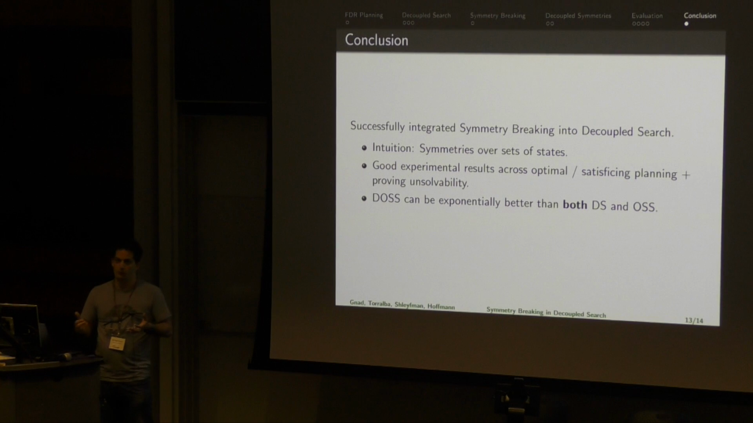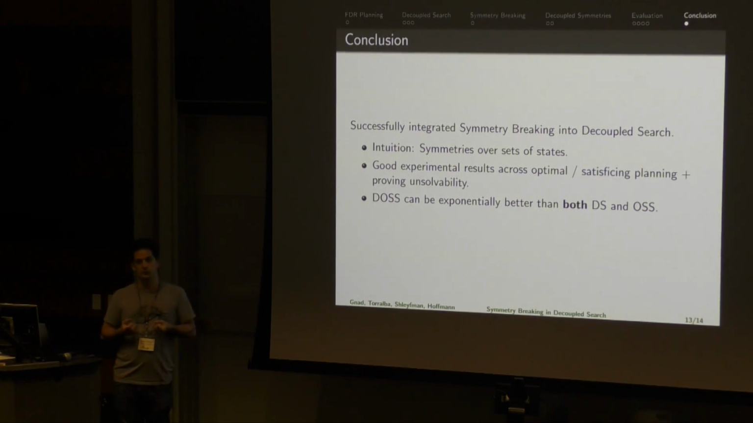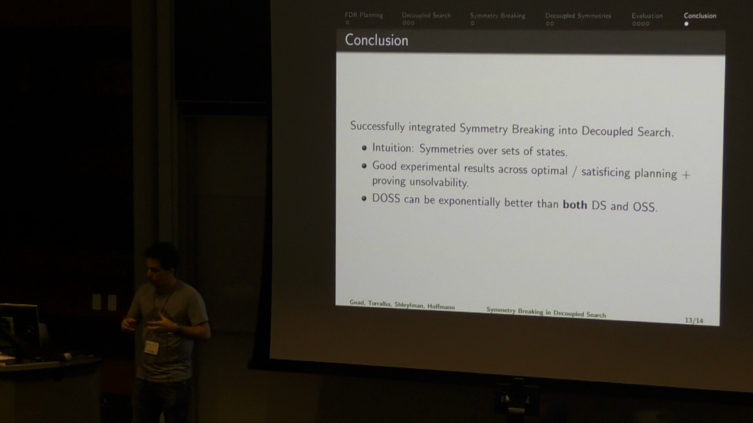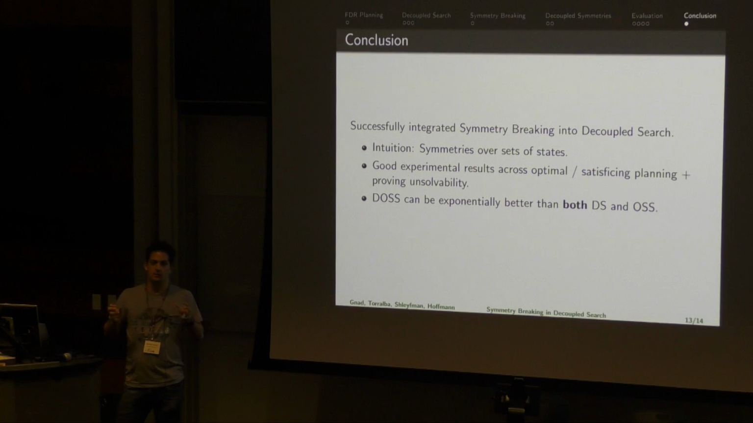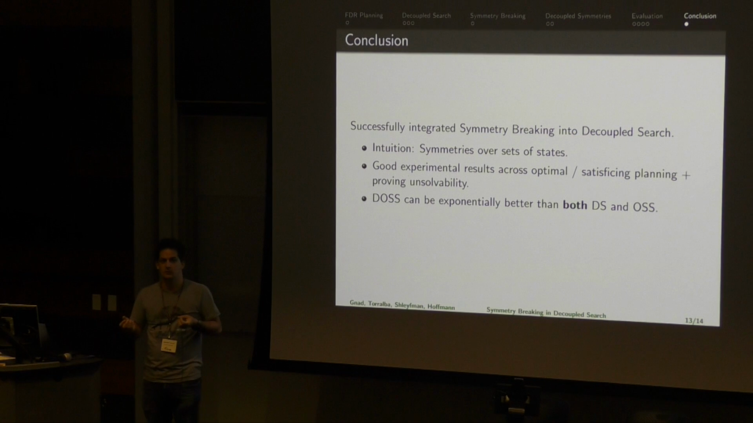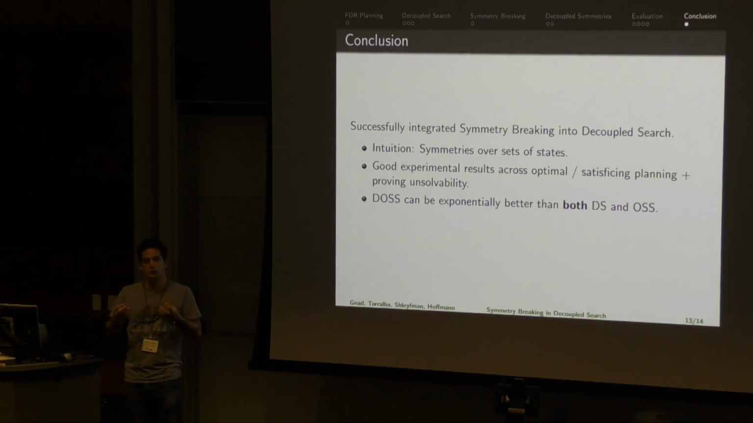So to conclude, we have successfully integrated symmetry breaking into decoupled search. Intuitively, what this does is applying a symmetry on a set of states represented as a decoupled state. The results are quite amazing, and we also have some nice theoretical results, which you have also seen in the table. You can have planning domains where the combination of the two is actually exponentially better than any of the two ingredients.